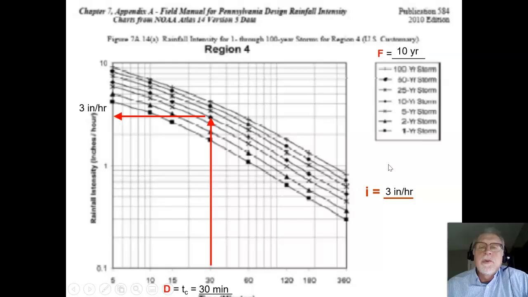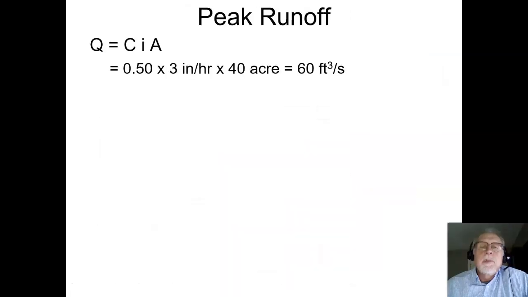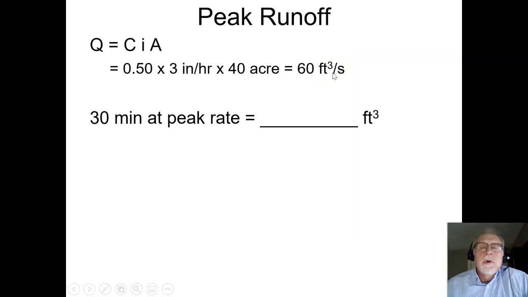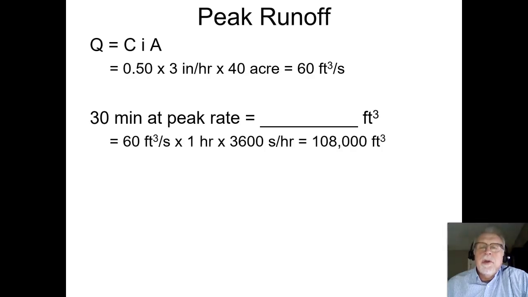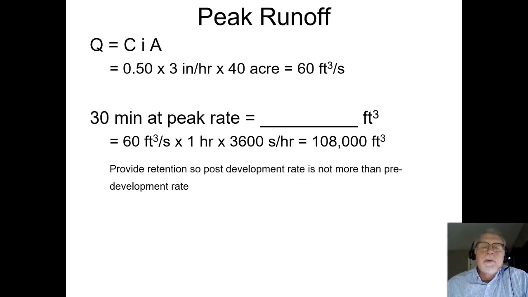My A was the 40 acres. I plug that in, and I get 60 cubic feet per second. Again, an acre-inch per hour is the same as a cubic foot per second. So then that's what I have to handle. So for example, how much for that 30 minutes, if it runs off at peak rate for 30 minutes, that's 108,000 cubic feet. So I can do that calculation for how much I have to handle.